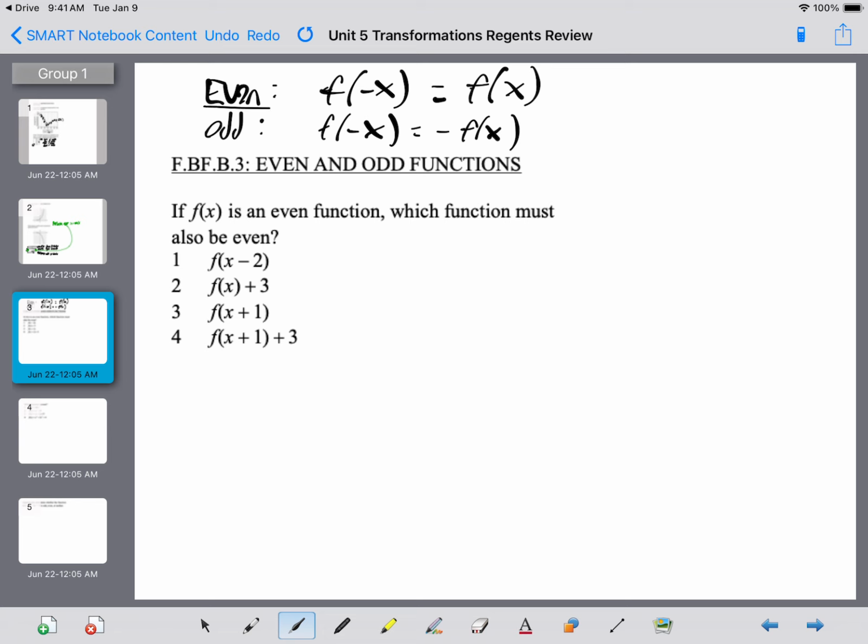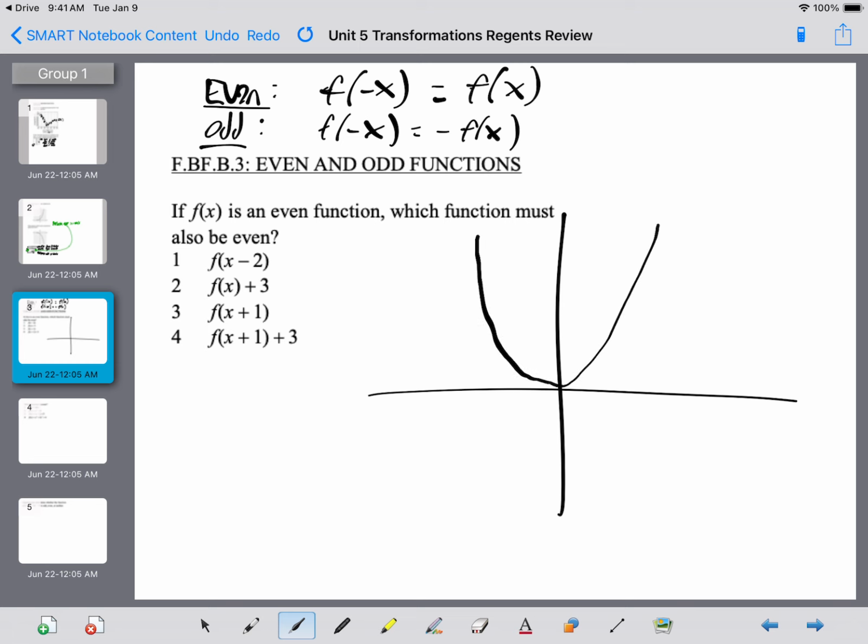Even functions reflect over the y-axis. Odd functions have a rotational symmetry about the origin. If f of x is even, which function must also be even? Okay, so imagine this. f of x is even, right? So let's come up with a classic example of an even function. We have, let's say, x squared.